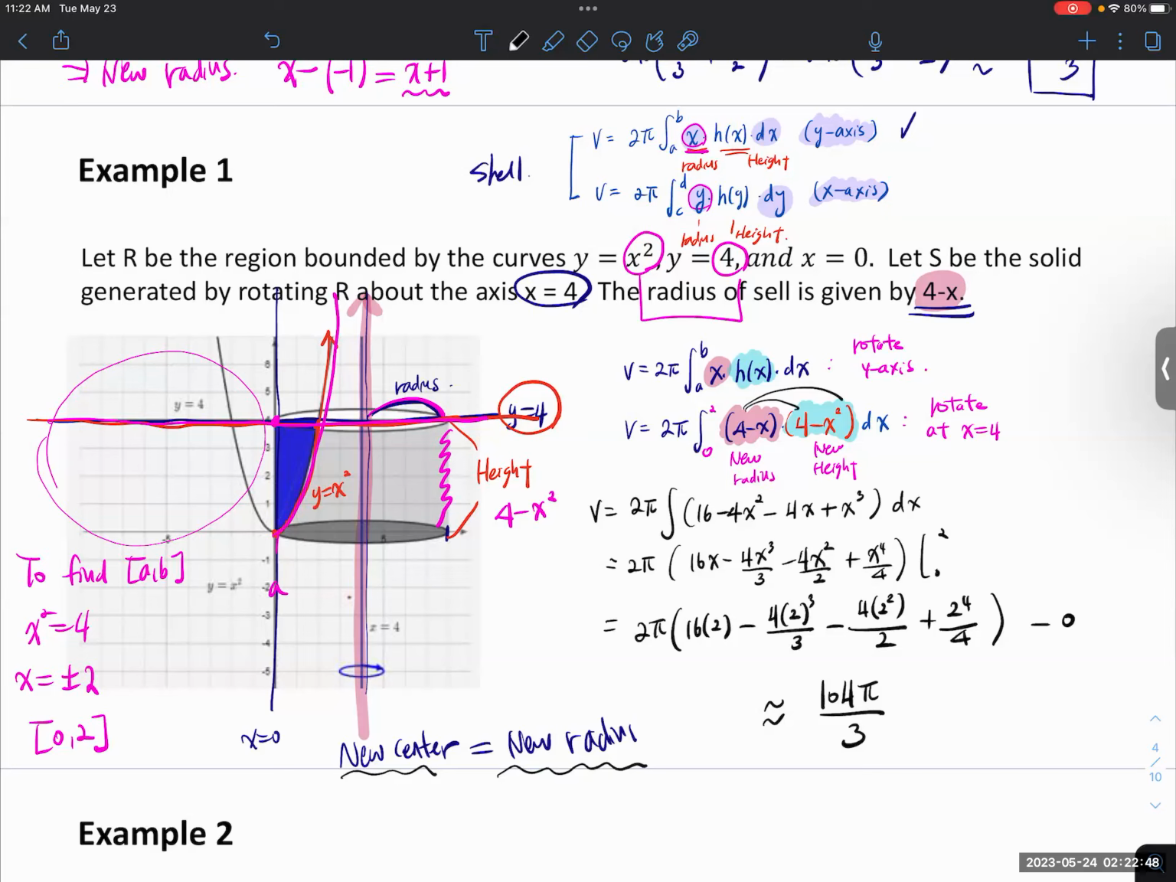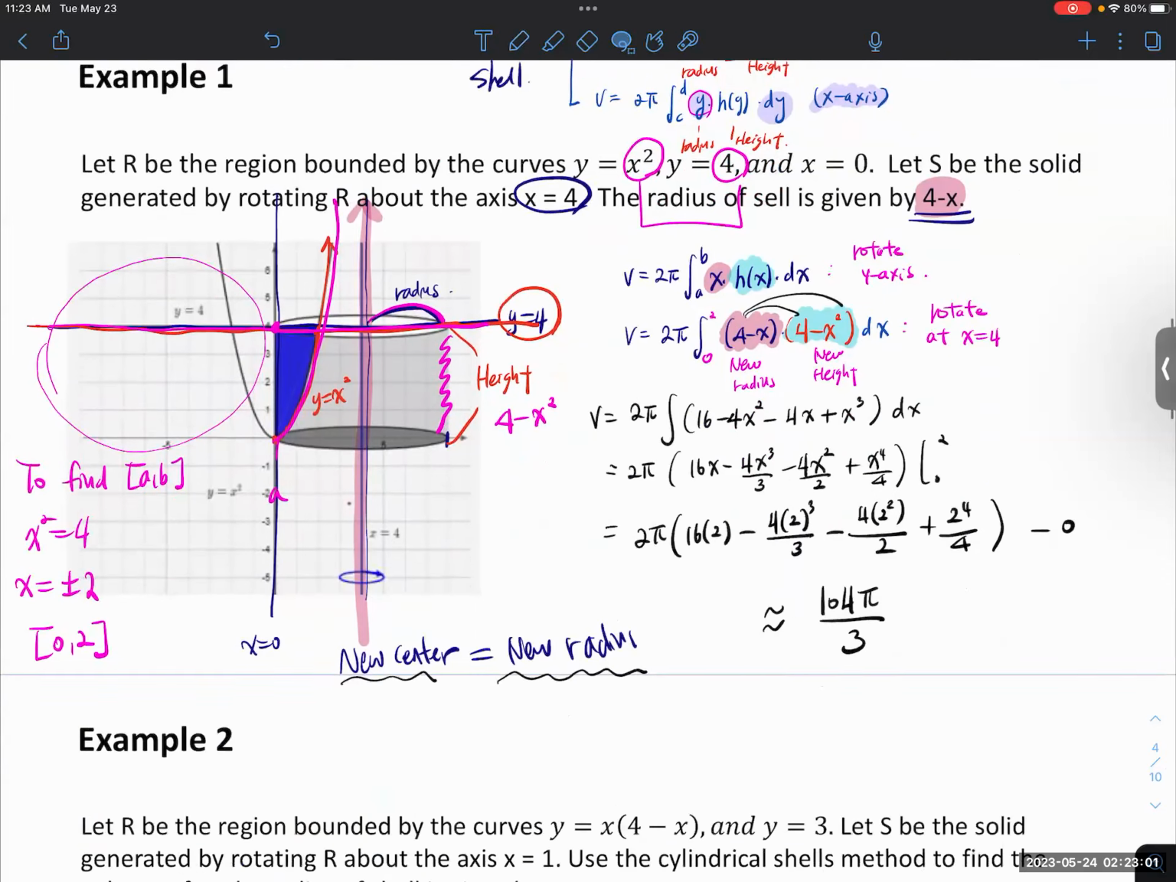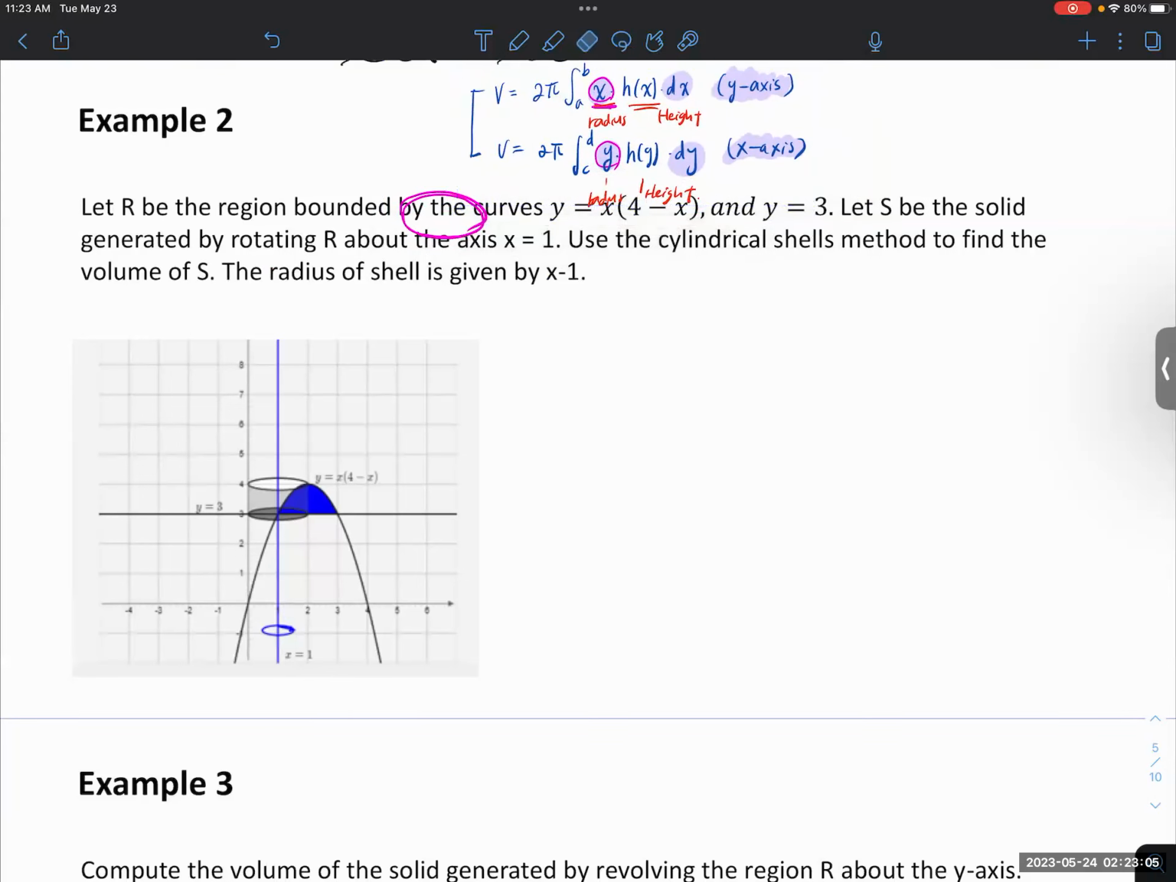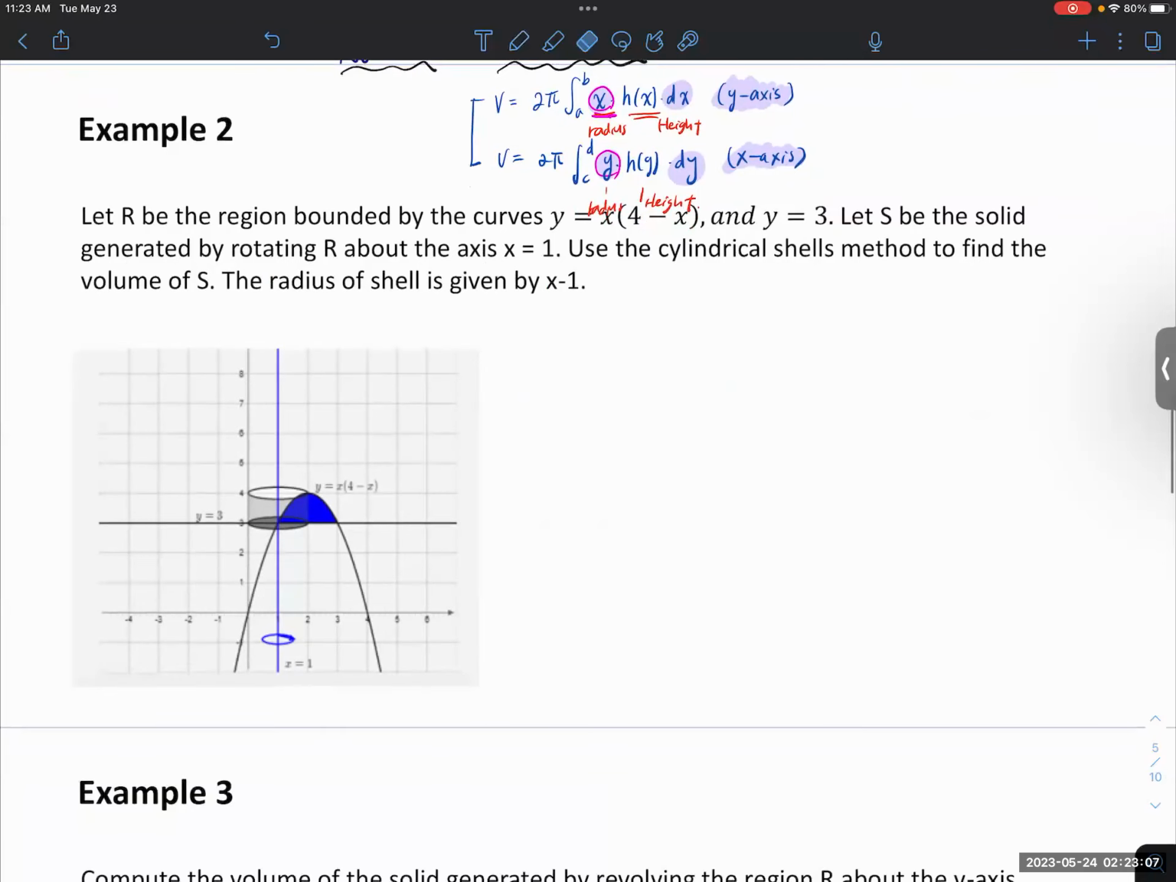Okay, so this is getting better and better. I'm gonna do just a couple more examples. Are you ready? So let me keep going. The second example, here we go. So I'm gonna paste this one because we keep using that formula. So this is the shell method.